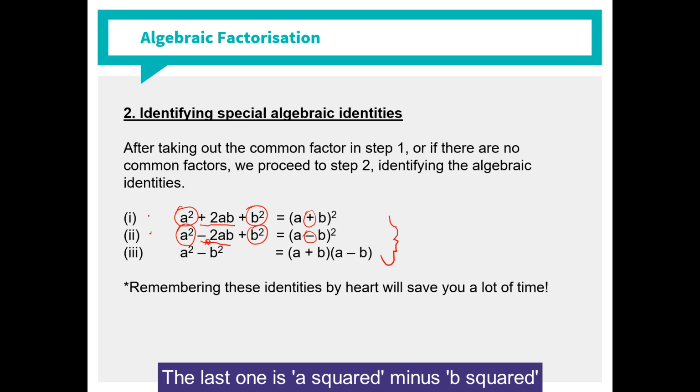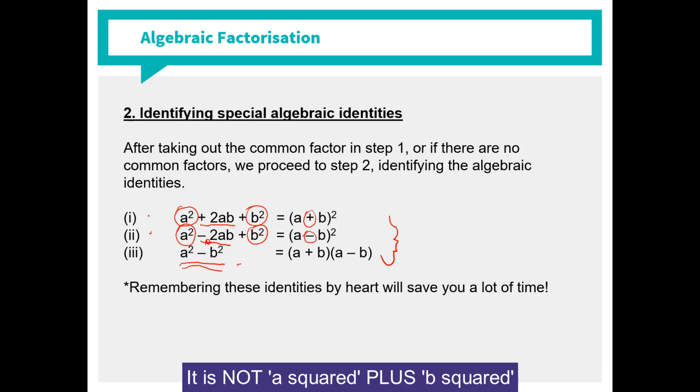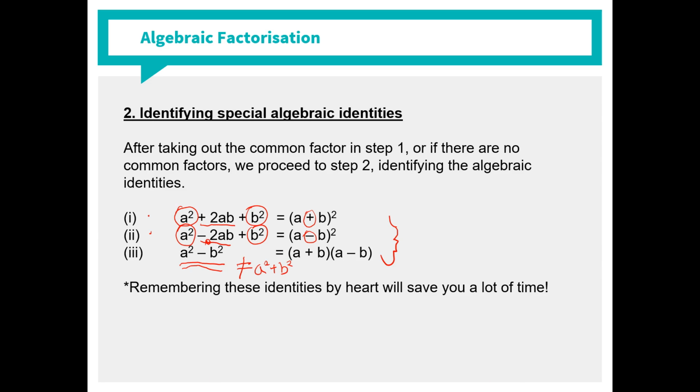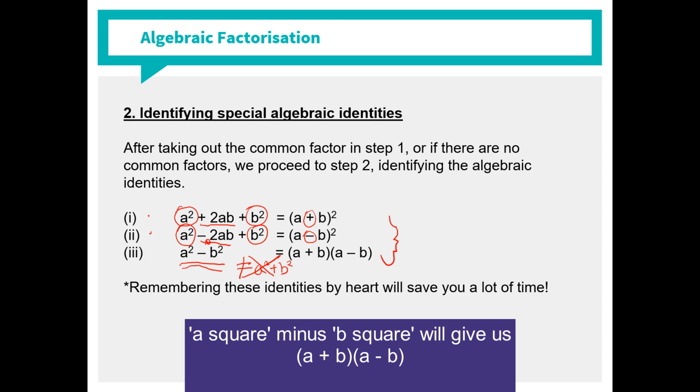The last one is a square minus b square. So it is not a square plus b square. A lot of students make this error. Not the same. It's a square minus b square. It will give you a plus b, a minus b in brackets.